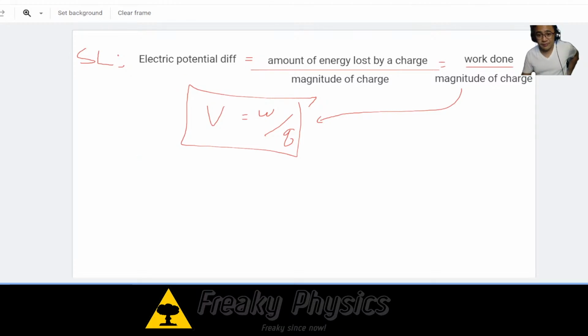All right. I hope that clarifies things and why we call it potential difference. I just figured out why it's called potential difference when I was actually in university, because I found out that there's this thing called potential.